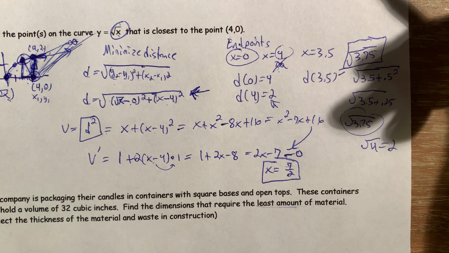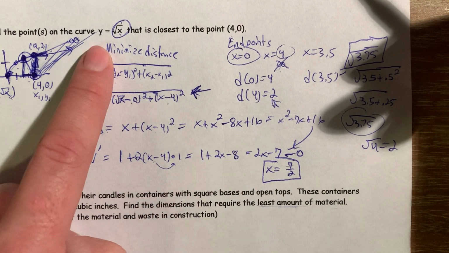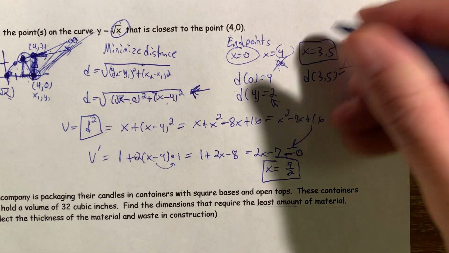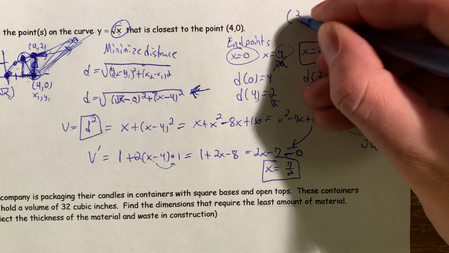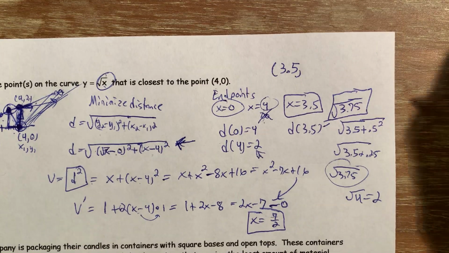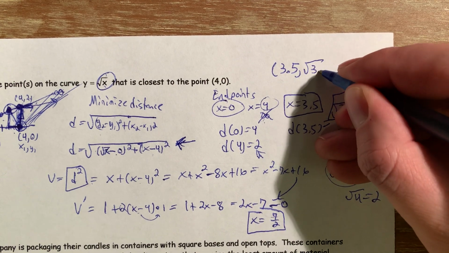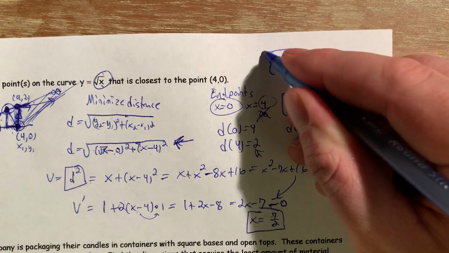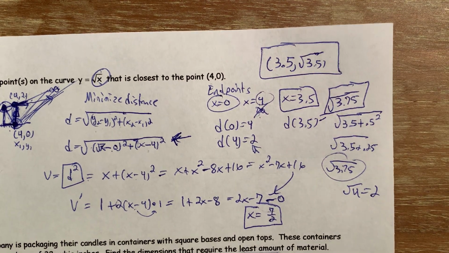Oh, but it didn't ask what was the minimal distance. It said find the point on the curve that is closest to (4, 0). So the point on the curve was when x was 3.5. When x was 3.5, the y value is the other part of the point. The y value is square root of 3.5. So when we plug in x is 3.5, the y value is square root of 3.5. And that is the point on the curve that is closest.